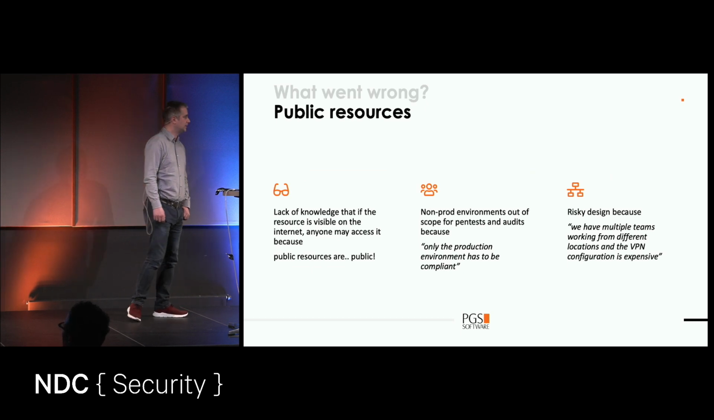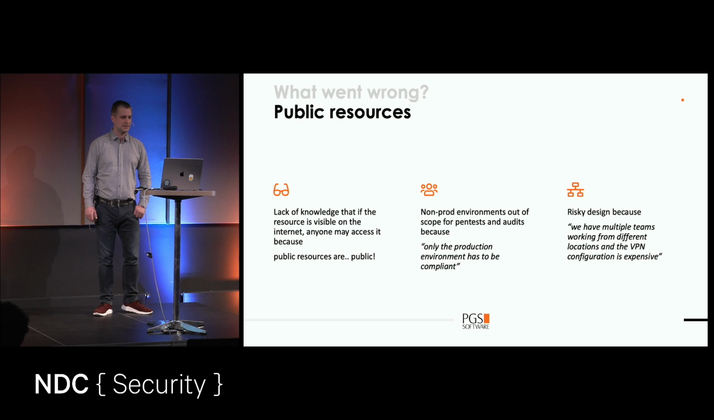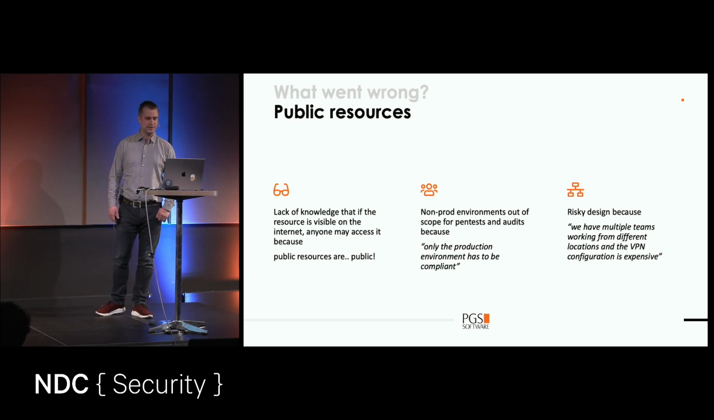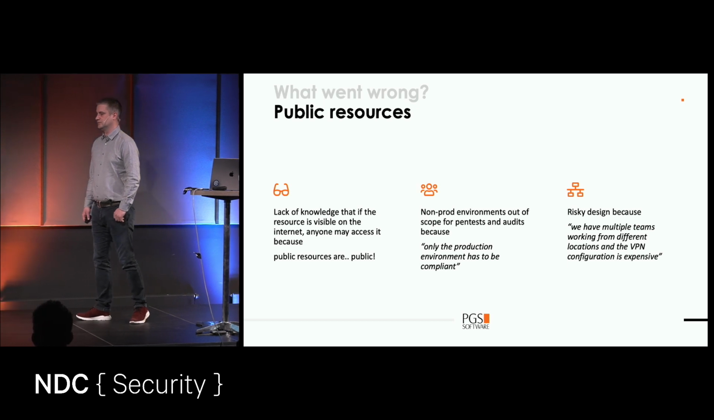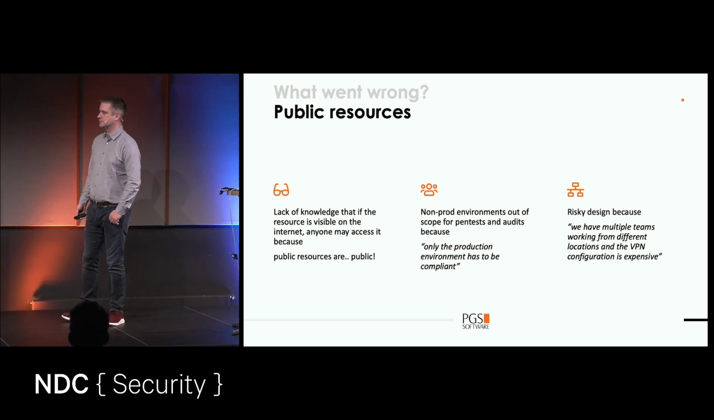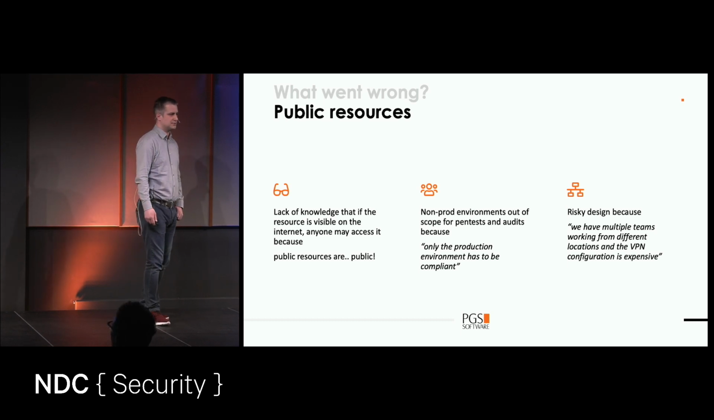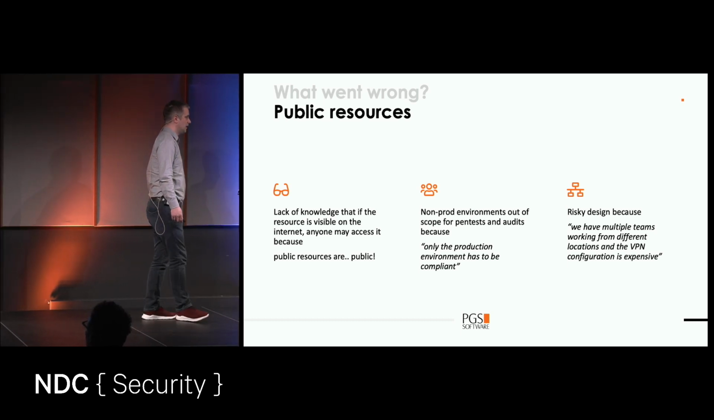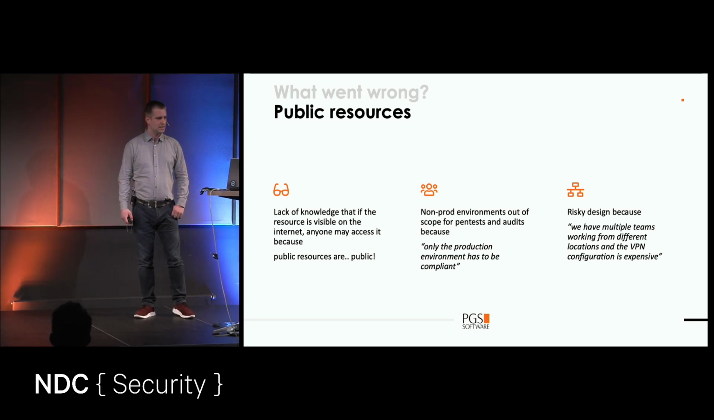But what went wrong here? First of all, public resources. Why are Kubernetes APIs public? I have no idea. These are not endpoints that should be accessible by your end customers. So if it's not something interesting for your customers, but just for developers, just hide it. Hide it behind a VPN. If there is a security feature, use it.